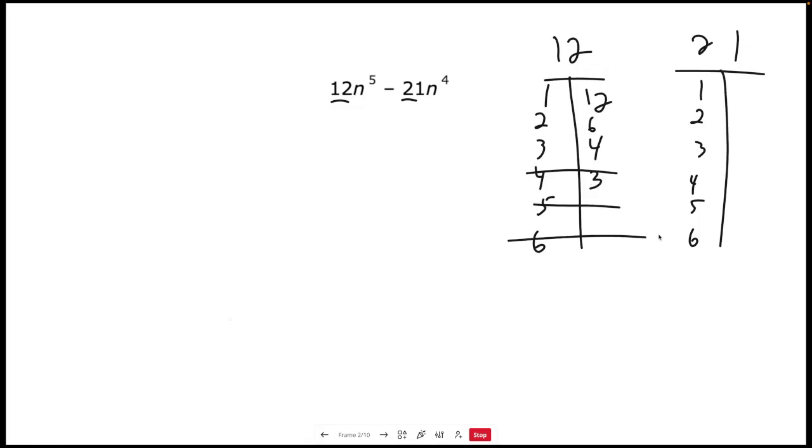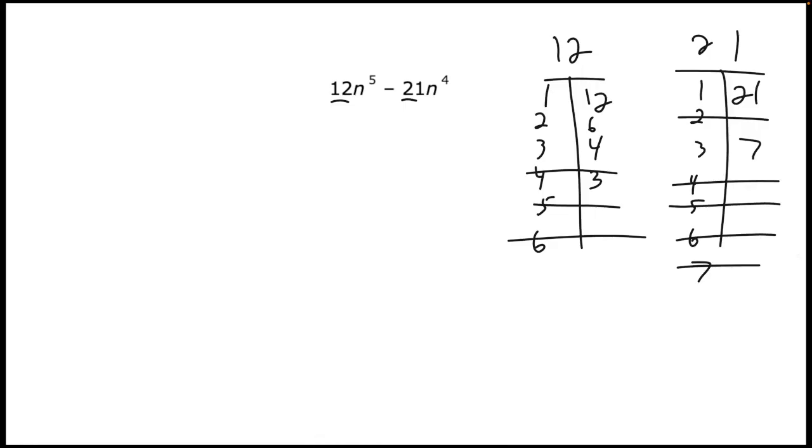Let's check 21. 21 divided by 1 is 21. 21 divided by 2 is a decimal, so we're not going to use the decimals. 21 divided by 3 is 7. 4 is a decimal, 5 is a decimal, 6 is a decimal, and 7 we already have on the table, so we are done.